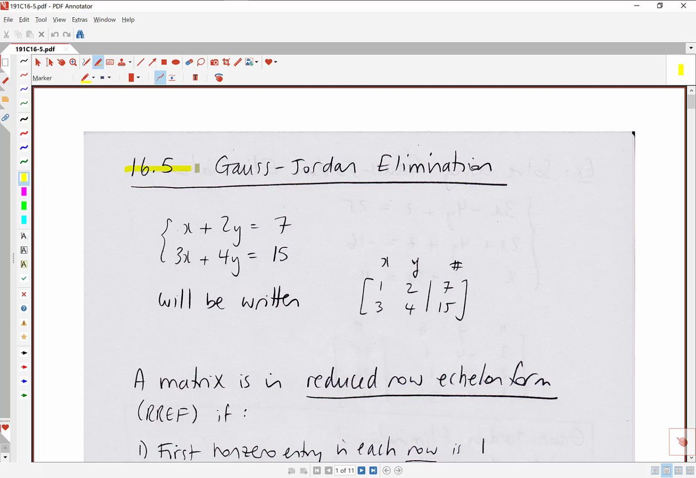In this video, we're going to discuss Gauss-Jordan elimination. So we're going to be looking at a second method for solving systems of equations. First thing let's do, we'll set up a little bit of notation.